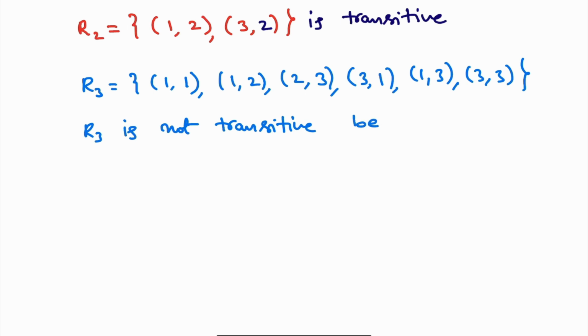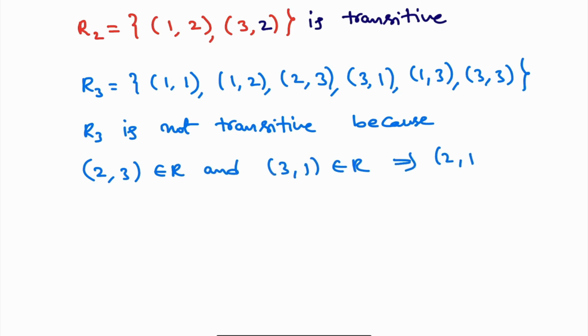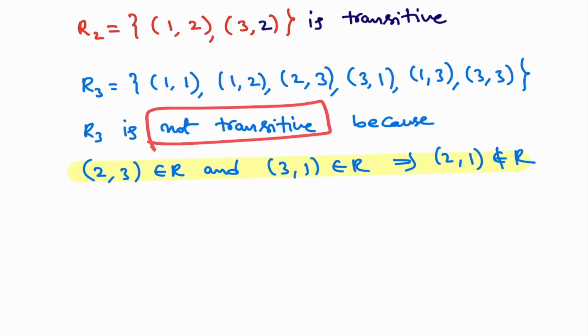What is the reason why it is not transitive? Because (2, 3) is there in the relation and (3, 1) is also there in the relation, but (2, 1) does not belong to the relation. Because of this, the relation is not transitive. I hope you understand why this relation is not transitive.